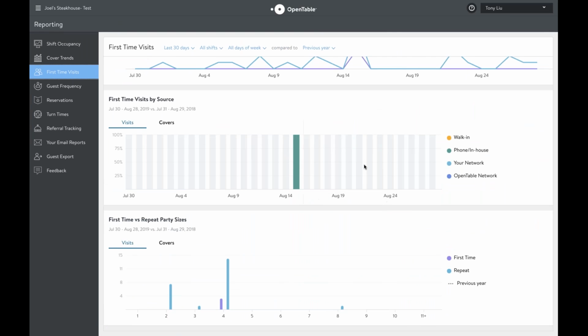Very cool interactivity, just like we saw earlier. You can hover over any of these days, and you can change the visits and covers as well. Visits are the number of parties, and covers are the total number of people from those visits. So when you're looking at this chart, you can change between covers, visits, and covers as well.